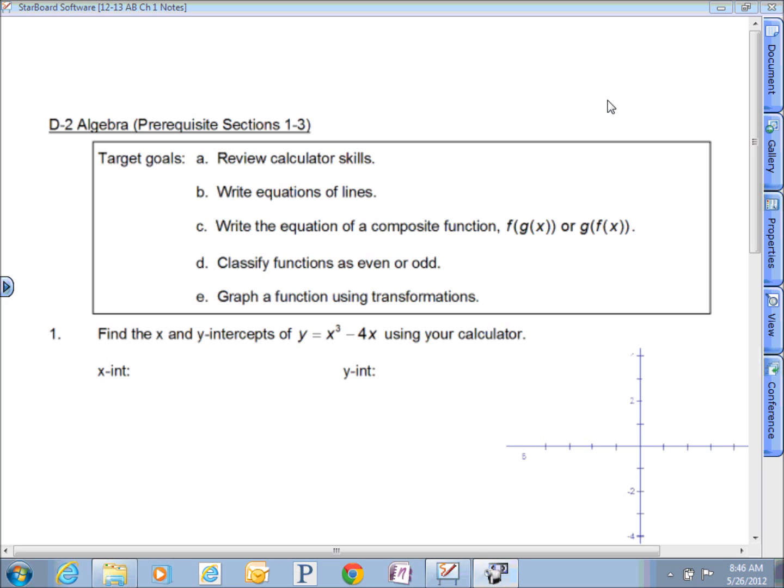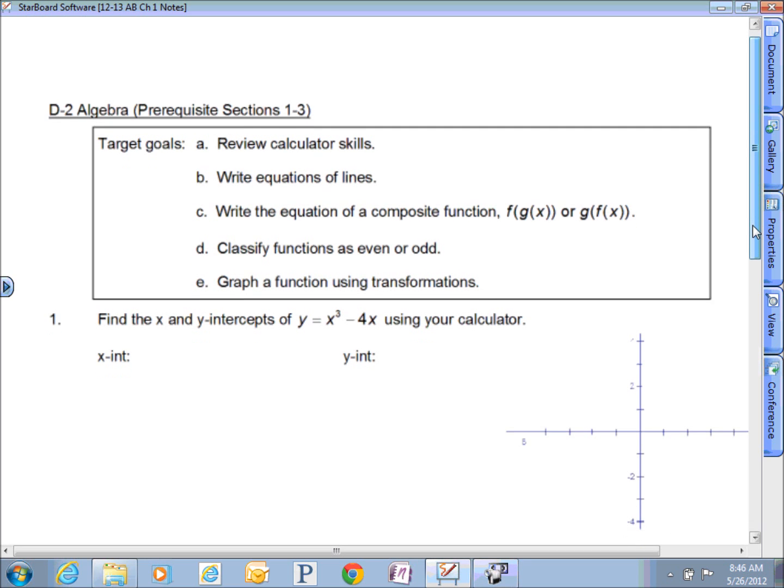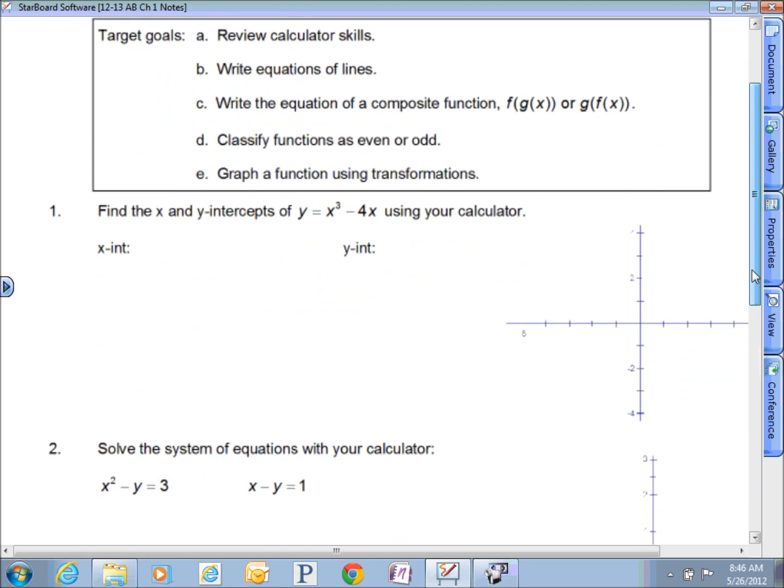And then we're going to work on equations of lines. We'll come back to the composite functions and the even and odds and some of the graphing in a subsequent video. So start here, doing our homework for the calculator skills.